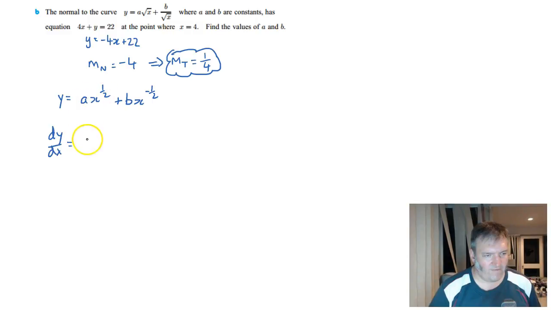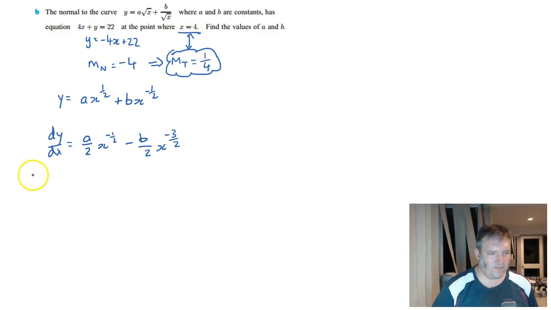What do we get? 1/2 times a, that's half of a. Subtract 1 from a half, and I've got x to the power of -1/2. Same procedure, -1/2 times b, negative b over 2, x to the power of, subtract 1 from -1/2, and I get -3 over 2. Now we've established that when x equals 4, the gradient of the tangent is 1/4, so I'm going to substitute in those values. Let x equal 4 and dy dx equal 1/4.